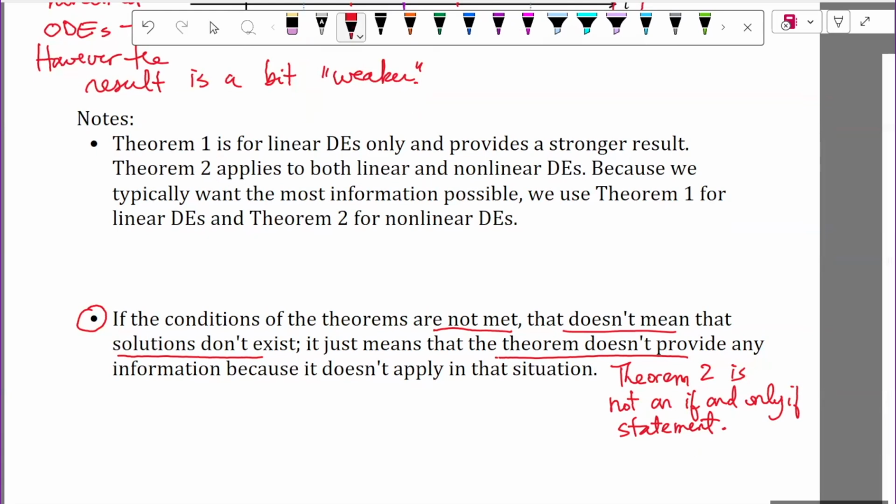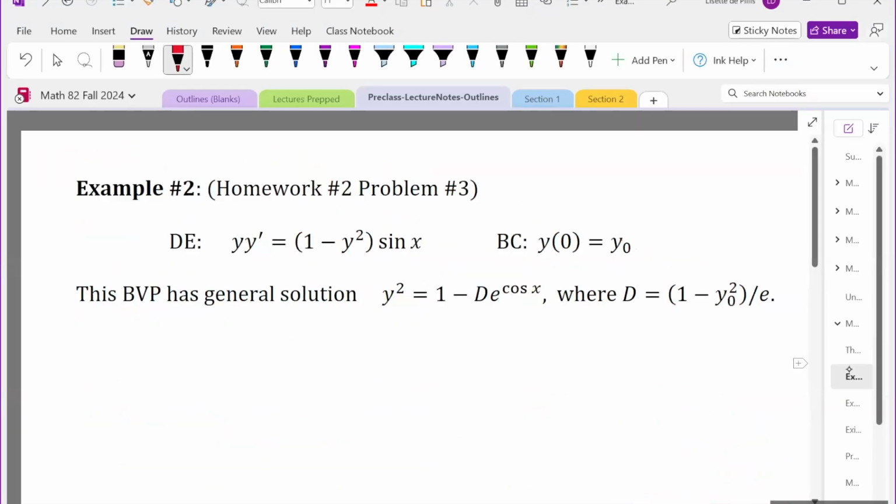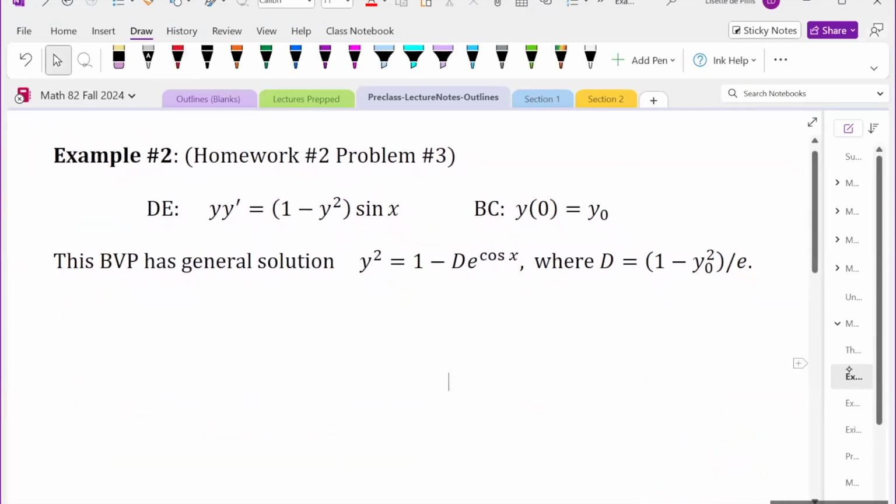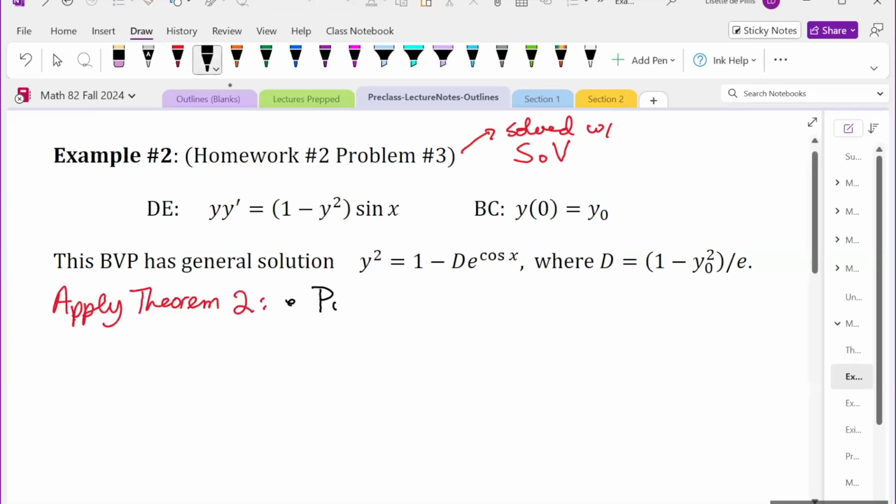All right, let's go to the next page and look at an example. This example comes from our homework number 2, problem 3, and we were able to solve this using separation of variables in that homework. So we actually have a solution to this, but it's a nonlinear ordinary differential equation, so we cannot use theorem 1. We can only apply theorem 2 to tell us about the existence and uniqueness of this solution. So to apply theorem 2, we're going to have to put the ODE into normal form.